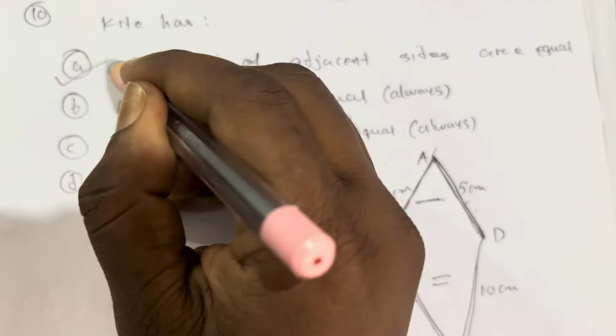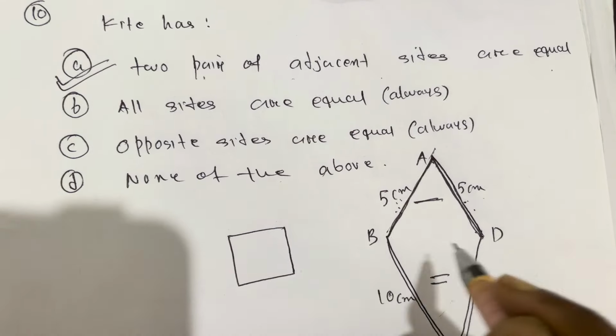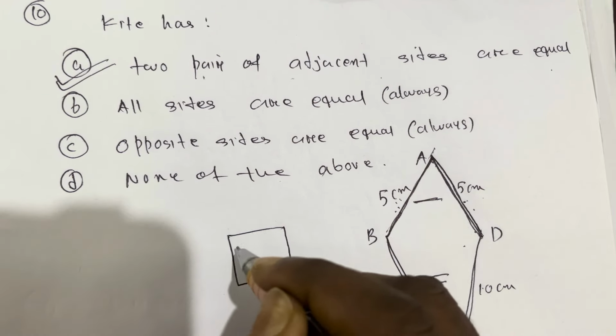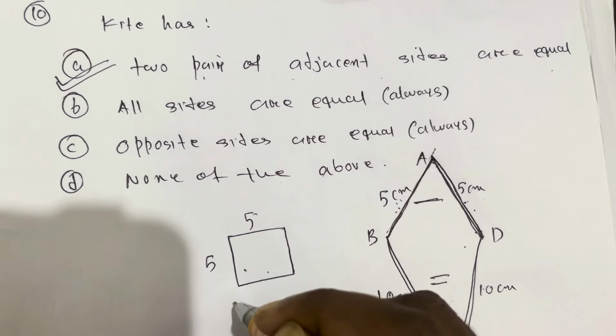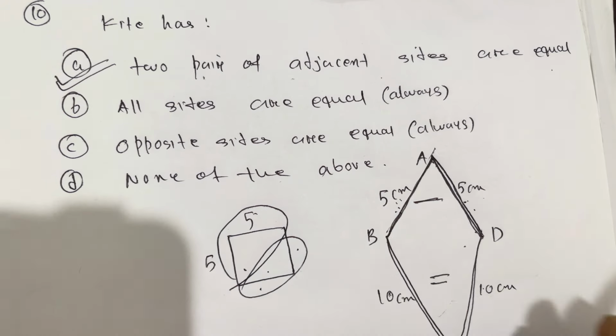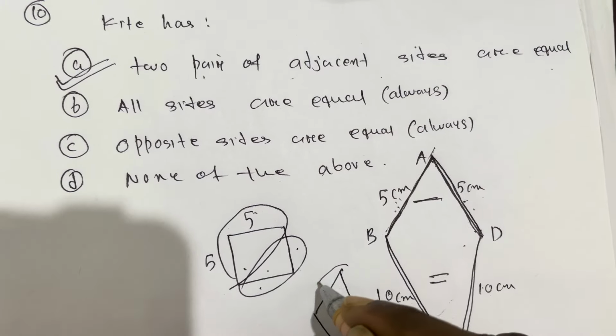So this is correct. Square is also correct, but this is not standard. All kites are not squares, but all squares are kites. Why are squares kites? Because this is 5 and this is also 5, so these adjacent sides are the same, and this 5 and this 5, these adjacent sides are the same. All squares are kites. Rhombuses are also kites, because in rhombuses also the adjacent sides are the same.